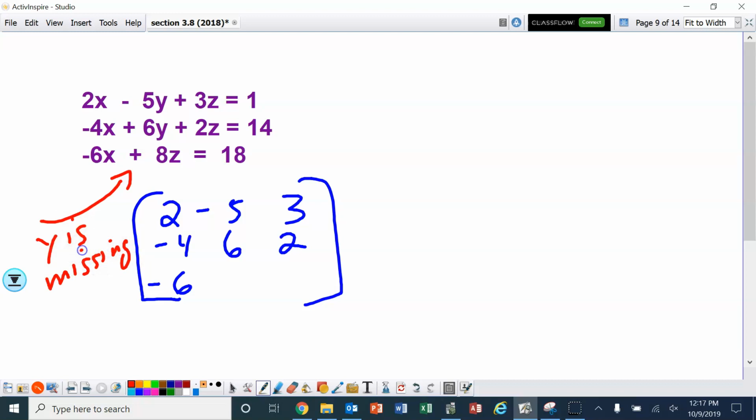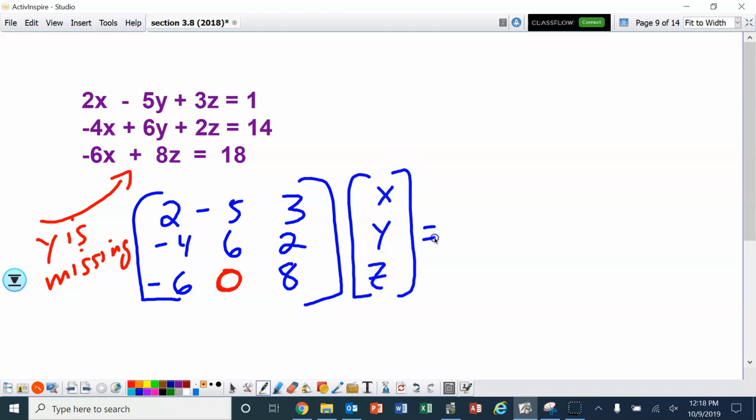Okay, well, alphabetical order, that means there's a 0 in that spot. So be careful. Whatever letter's missing, you need to put that 0 in that spot, and then 8. And then this is X, Y, Z equals 1, 14, 18. Okay, now type those in.